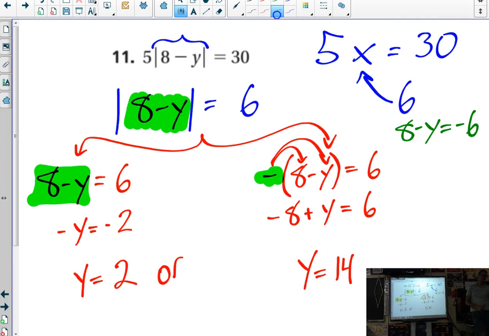Good on 11? Any other questions? All right. Anything else up through 13?